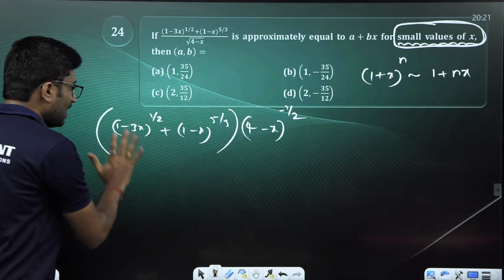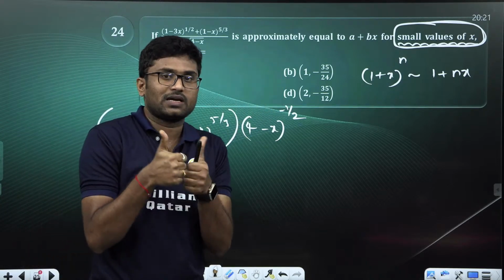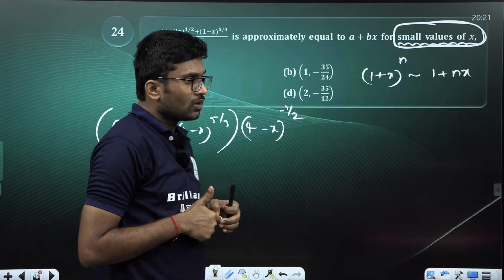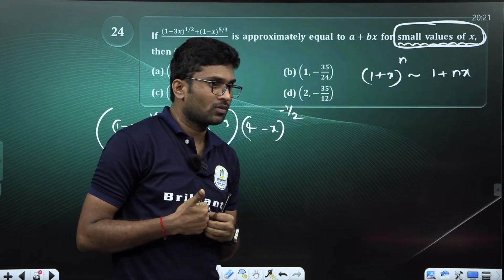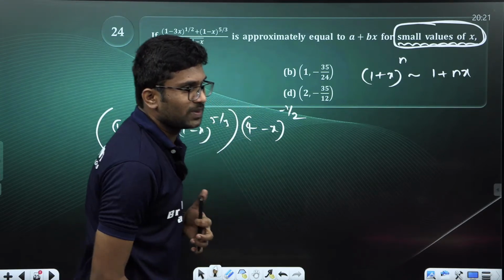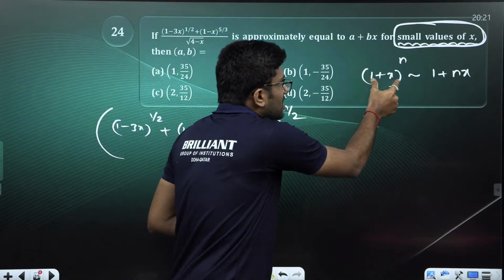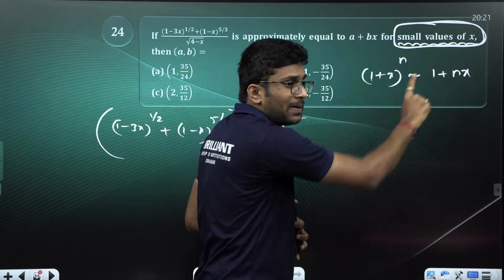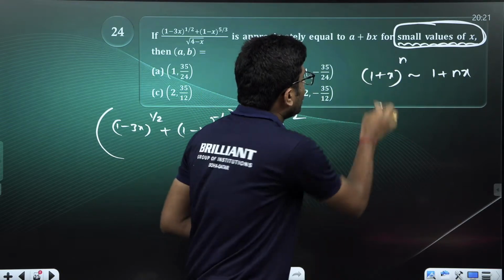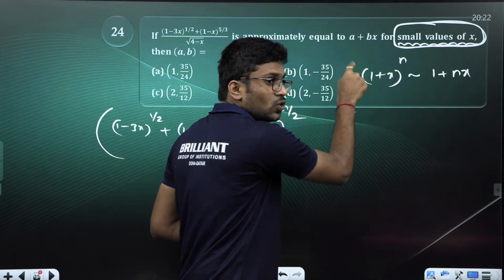The first step that I did is I have written this in this particular form. Clear, guys? Now one more thing. This (1 + x)^n, when x is very small, will be reduced to 1 + nx only if here it is 1, not some other number. So this should be only 1.